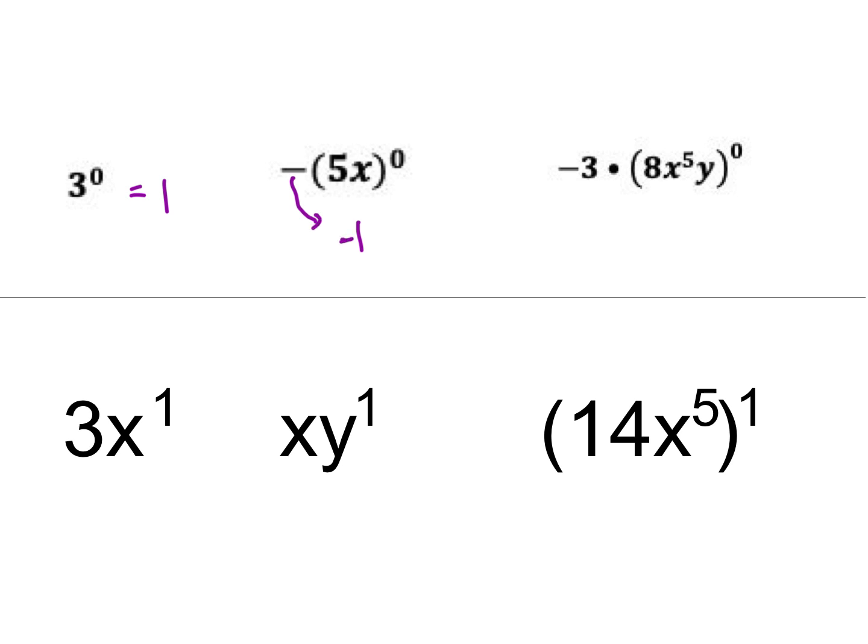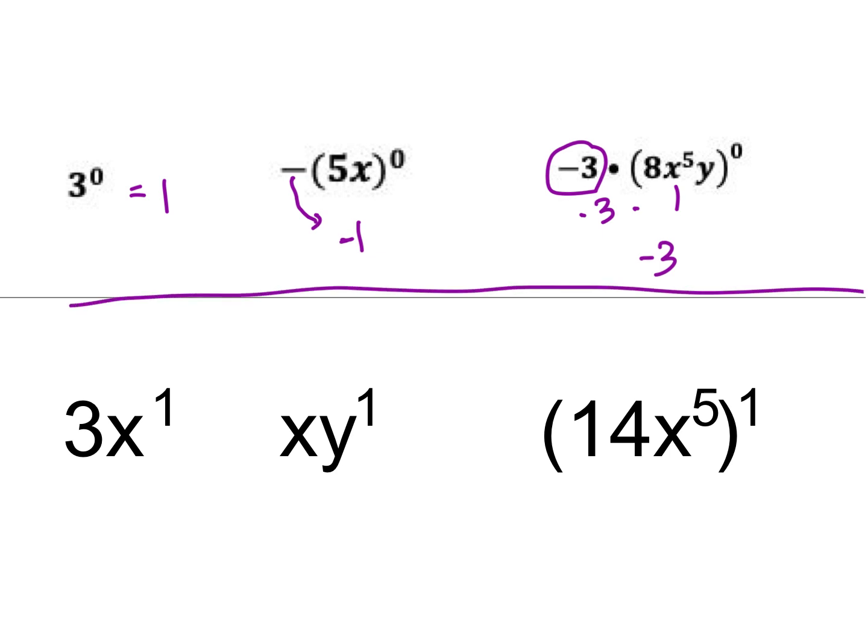Okay, again, 8x to the 5th y to the 0. This whole thing equals 1, but this part out front still remains negative 3 times 1, so the answer is negative 3. Now down here, anything to the first power is itself, so that's another rule. So 3x to the first power is just 3x. xy to the first power is just xy. 14x to the 5th power to the first power is just 14x to the 5th power.